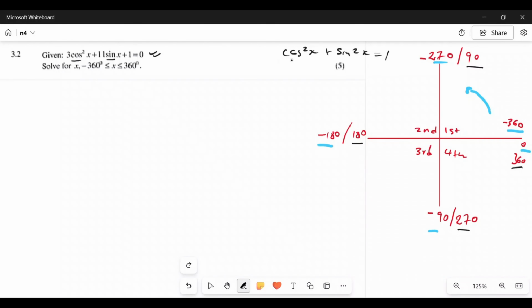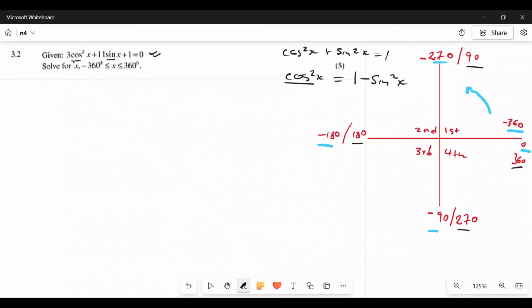So we can make cos squared x the subject of the formula. So what can we do here? We can write cos squared x is equal to 1, then we transpose this sine squared x to the right hand side. It's going to become negative sine squared x. So instead of writing cos squared x, we can write 1 minus sine squared x.